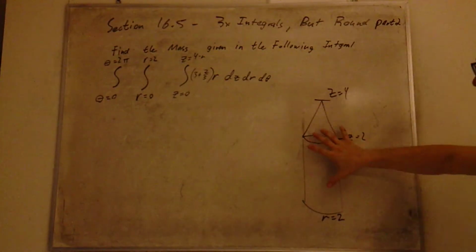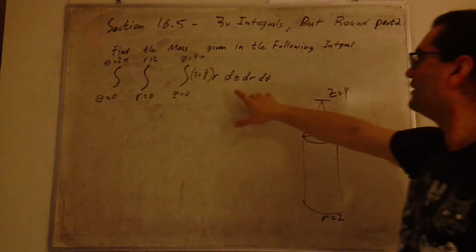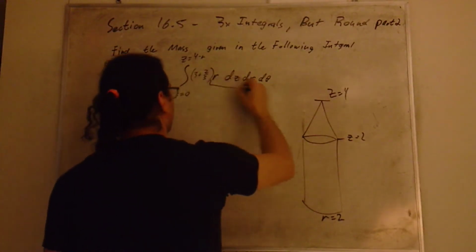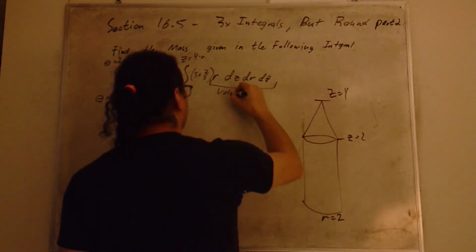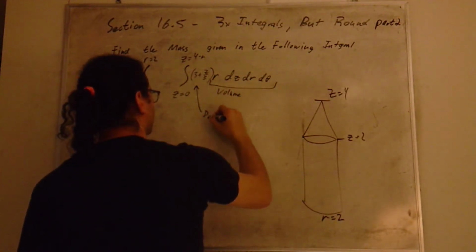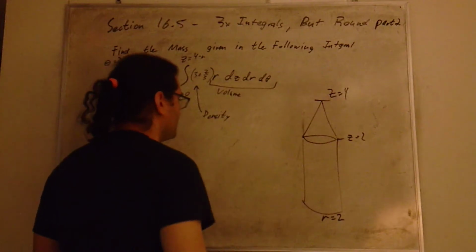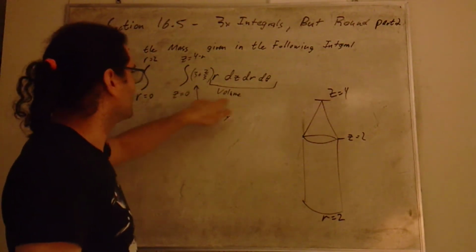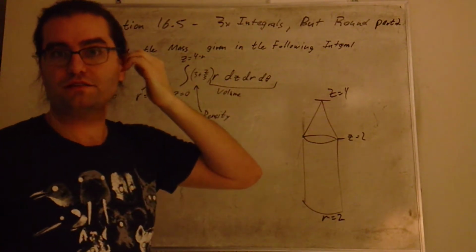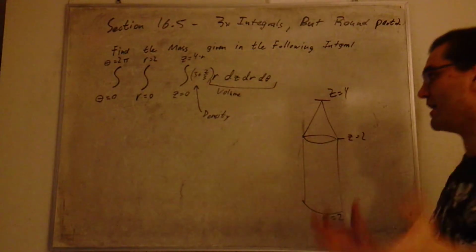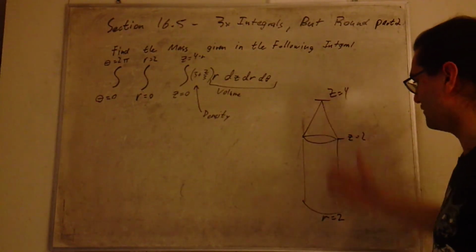So this is a visual of the shape we have. r dz dr d theta, this is my volume, and this function right here, this is my density function. And so when you multiply the density function by the volume, that gives you the mass, and then you integrate across all the different points, and that gives you the total mass of this object.